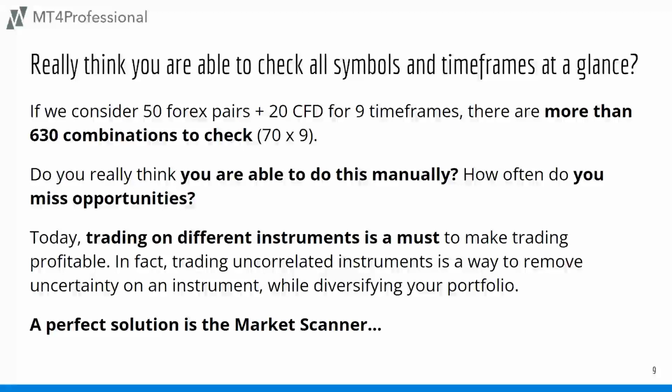So looking at the different Forex pairs you have available to you on MT4, there's 50 of them, 20 CFDs, 9 different timeframes. Well, that's more than 630 different combinations to check. Do you really think that you can check all of these manually for trade setups? If something comes your way, you want to be able to jump on it. How often do you miss opportunities because you're looking at something else that's really not moving, or you're trying to decide whether it is or not?